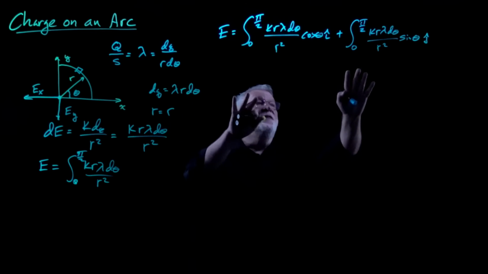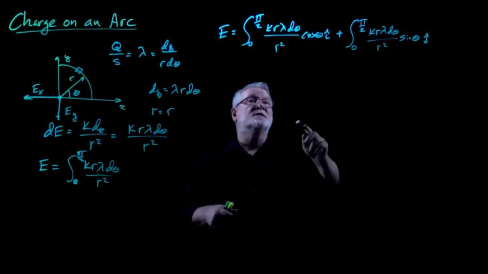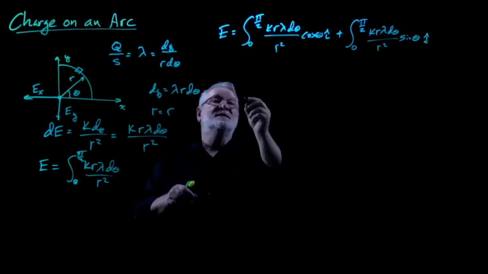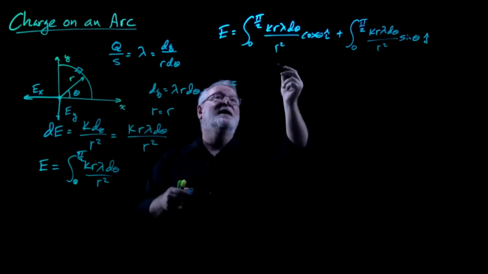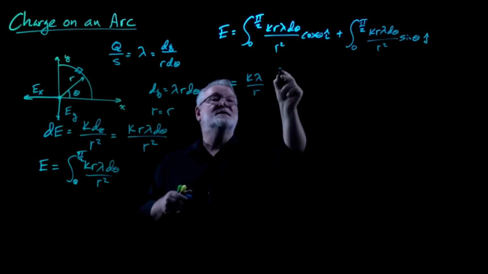Okay, well, these two integrals are the same, other than one's got a sine and the other one has a cosine. And of course, those are both functions of theta, so they can't come out. But I can take a bunch else out of here. First, I can take out the k r, the lambda, and the r squared. So it's going to be k lambda over r, and then that's times this whole thing.